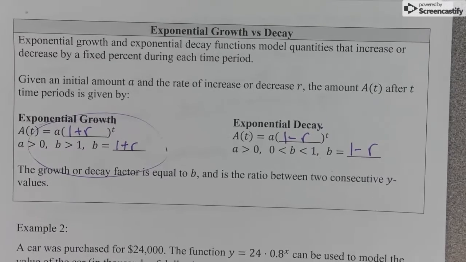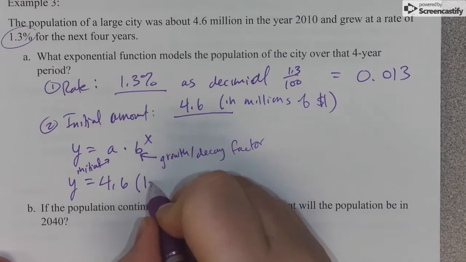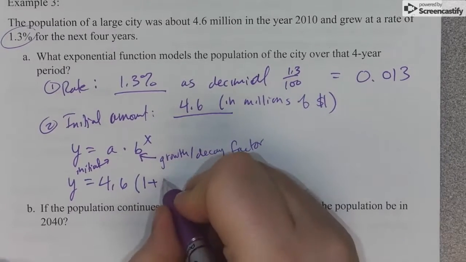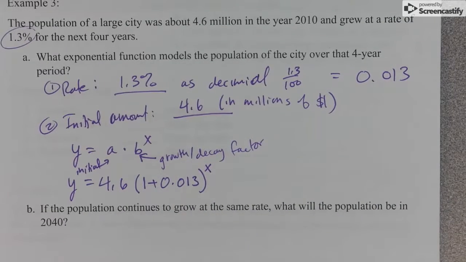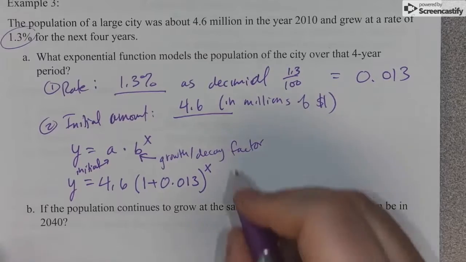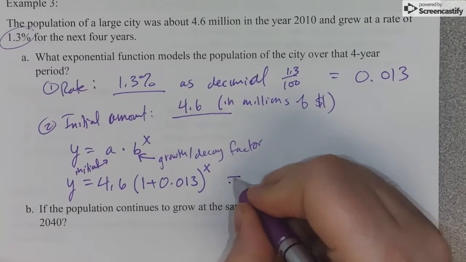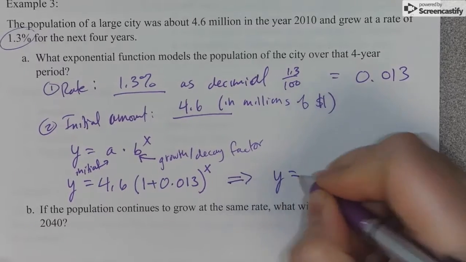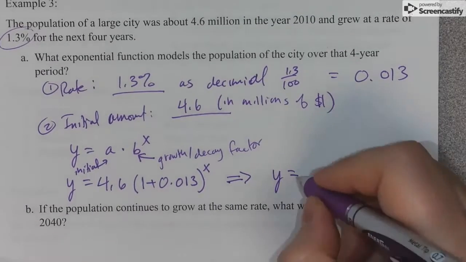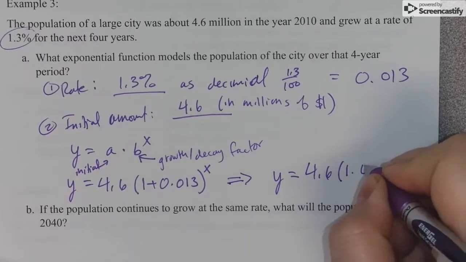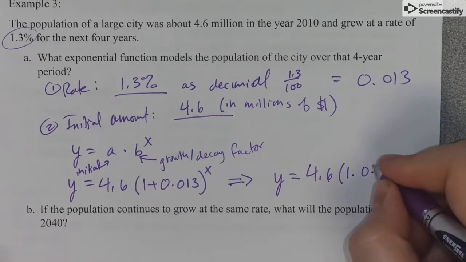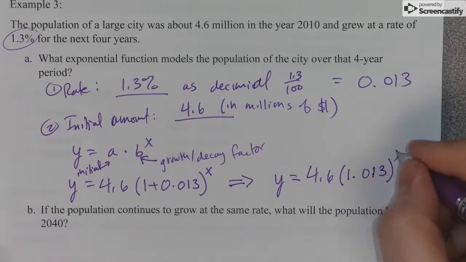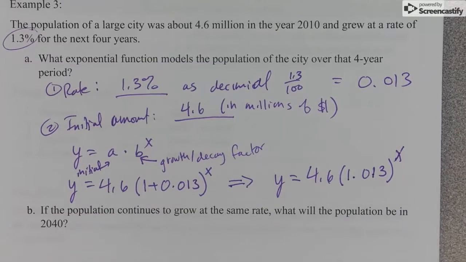What is r? r is your rate. So this is going to be 1 plus your rate, which is 0.013, to the x power. That would be our function, and we could clean this up. This would mean that y equals 4.6 times 1.013 raised to the x power. And that would be your function to model this situation.